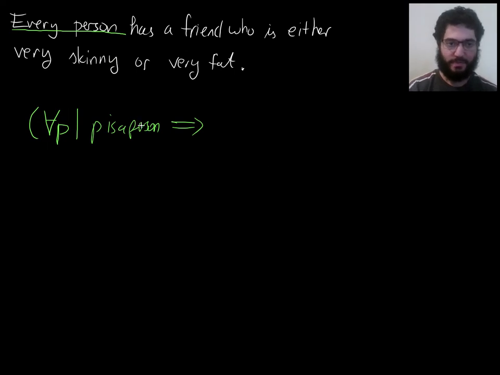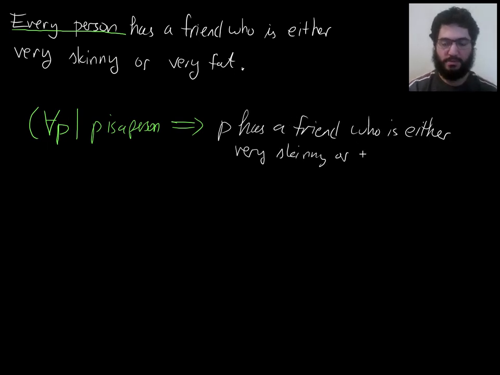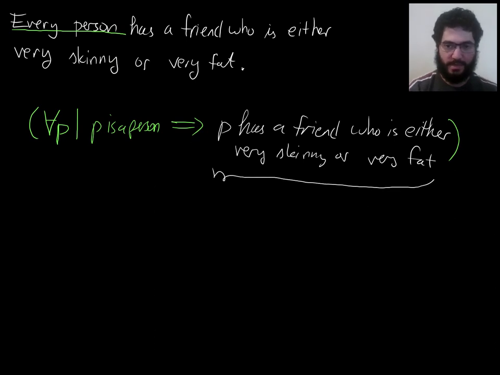So we can do this kind of in stages. For now, I can just write out the property. P has a friend who is either very skinny or very fat. Because that parenthesis should be green. And now, this portion, P has a friend who is either very skinny or very fat, I can work on that on its own. So now how do I write this?